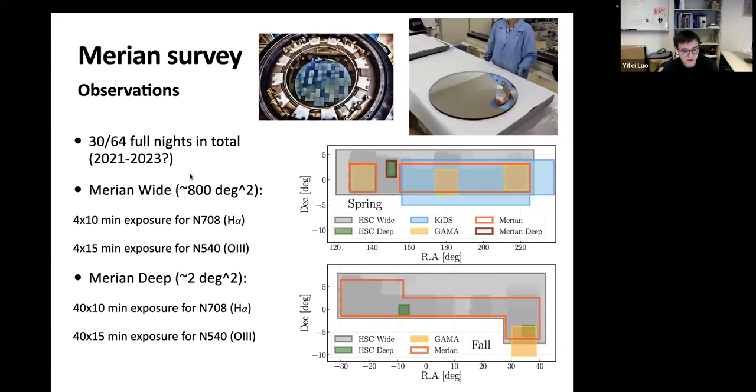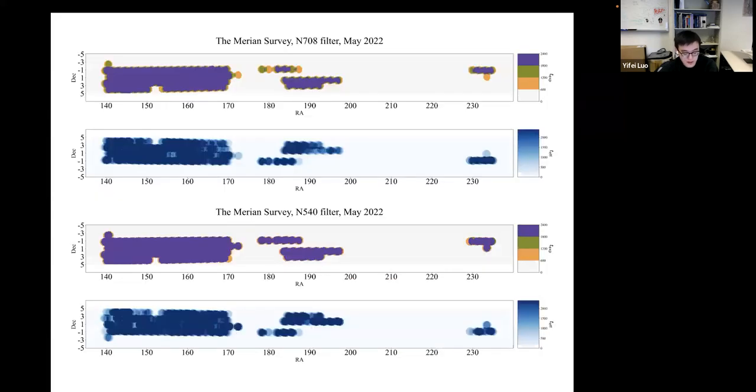We want to cover the HSC wide field with Merian for about 800 square degrees, and we also have a deep field, which is the COSMOS field, about 2 square degrees with much deeper Merian exposure. This is also an old exposure map, but that's basically what we have.